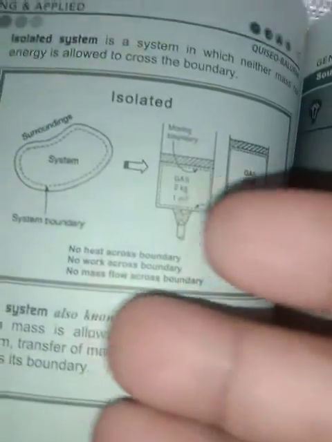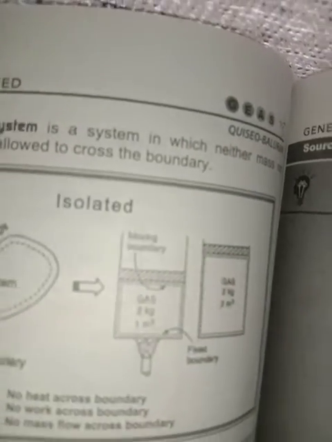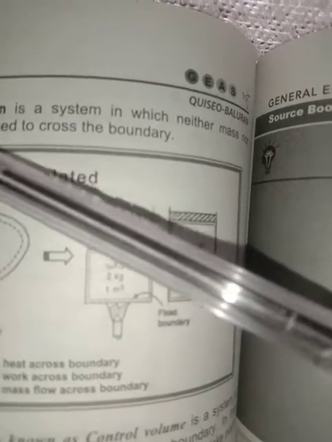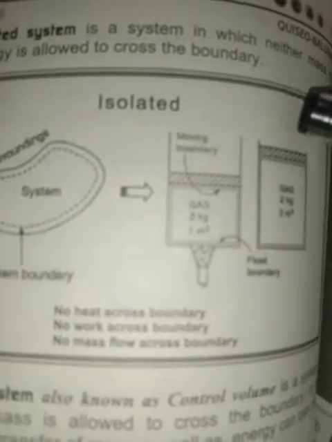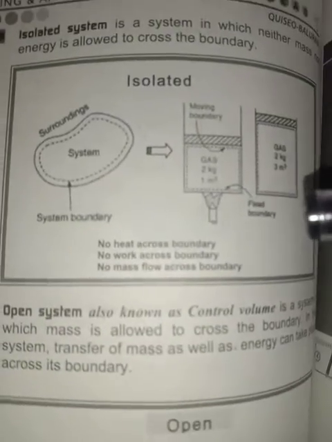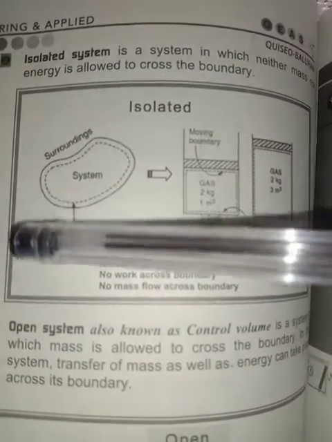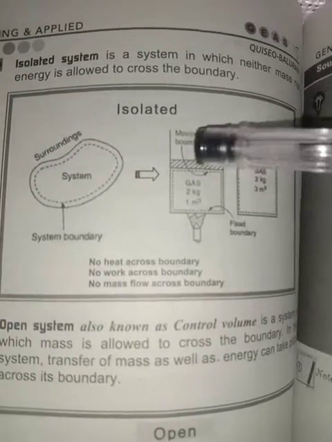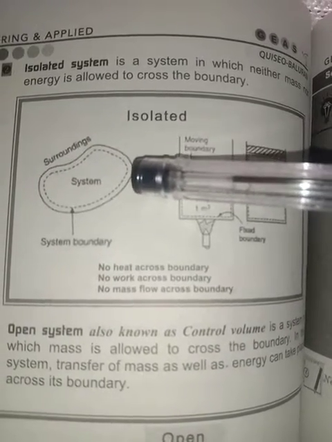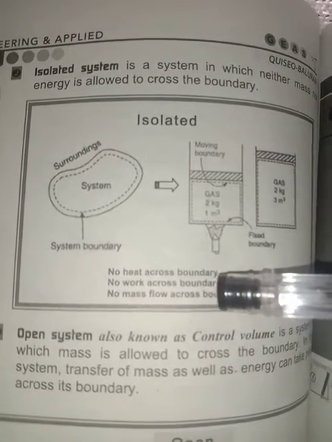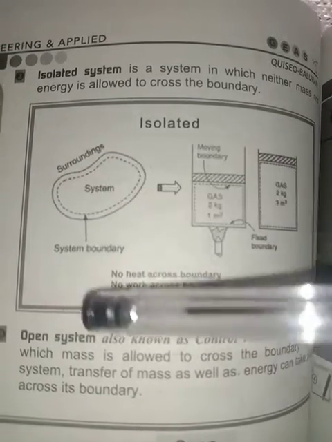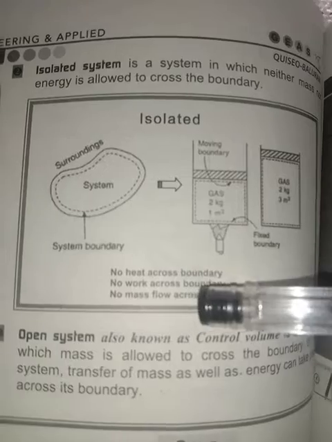So the other type of thermodynamic system is the isolated system. So what is an isolated system? An isolated system is a system in which neither mass nor energy is allowed to cross the boundary. So what does this mean? Here is the diagram, the example of an isolated system. First, in an isolated system, no heat across the boundary. Because it is isolated, the next is no work across the boundary.